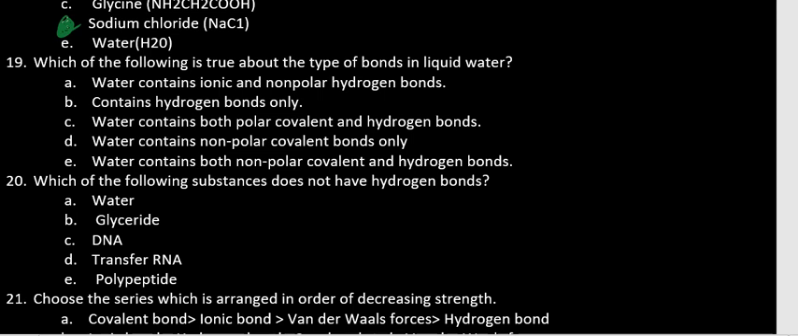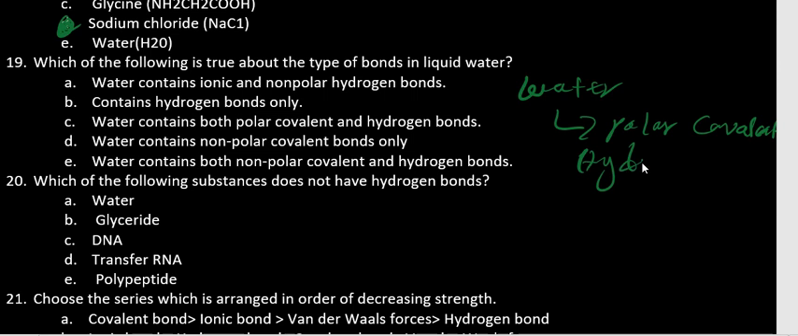Number 19. Which of the following is true about the type of bond in liquid water? Oh my God. You need to understand that water has polar covalent bonds, and this same water also has hydrogen bonds. Okay, does it contain hydrogen bonds only? No. That one is making things bad. Water contains both, polar covalent bonds and hydrogen bonds, which is simply correct.